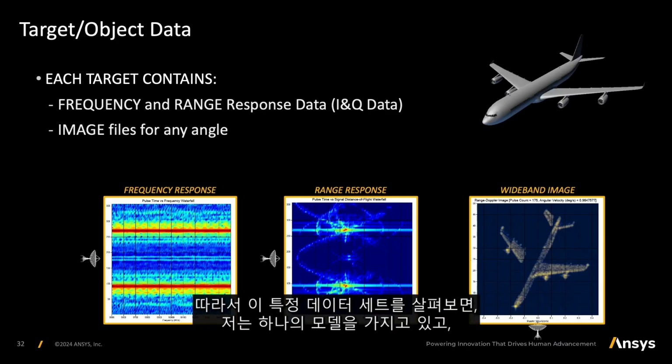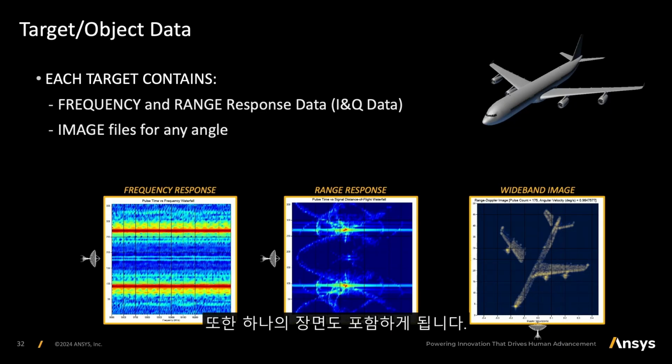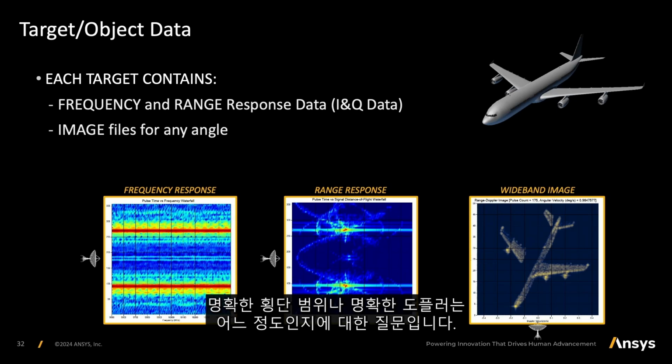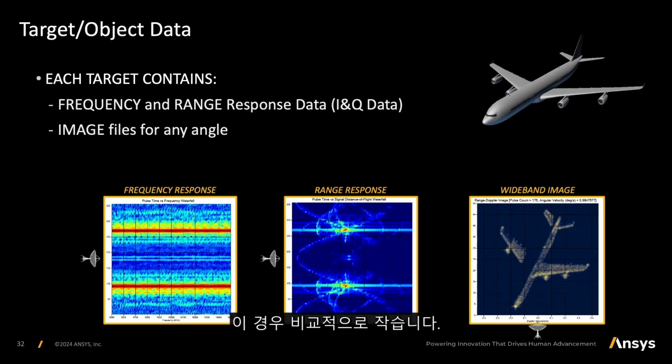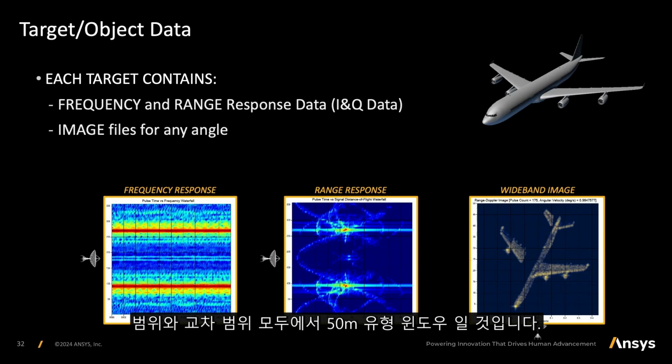So when we look at this actual one specific data set, I have a model, and I'm also going to have a scene. Okay, for us, we don't care what it is. We define the bounds, how much unambiguous range, how much unambiguous cross range, or unambiguous Doppler. Those are settings which let you adjust the parameters. How many frequency steps do I want to take? How many pulses do I have to combine to make an image? And they vary based on the size of data that you want. In this case here, it's a relatively small, probably a 50-meter type window that we care about in both range and cross range.